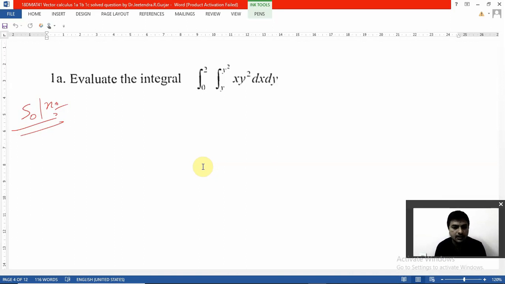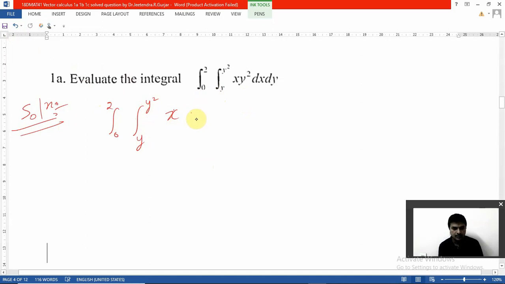So here the first question, students, quickly simplify: evaluate the integral 0 to 2, integration y to y square, x y square dx dy. Yes, students, so very simple they have given. So let them give any type of questions, students, you be prepared with the integration. So here first I am going to use the equation. First I am going to write integration 0 to 2, integration y to y square, x y square dx dy. This is a simple question they have given here, students.